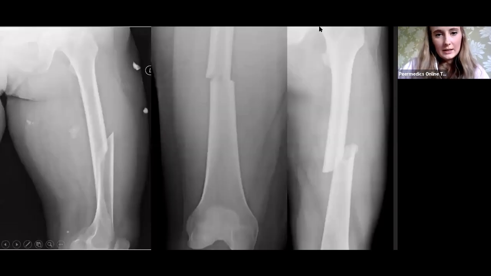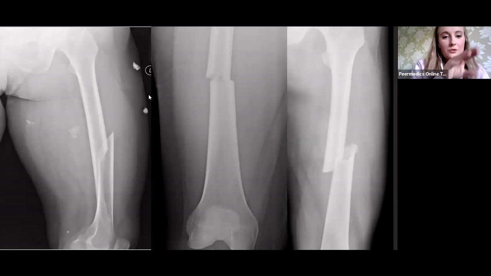So tell me what you're seeing here. And this is just a couple of examples of the same type of fracture. It is a spiral, yeah. If you look across, from left to right you've got a spiral, a transverse, and then another spiral of the femur.